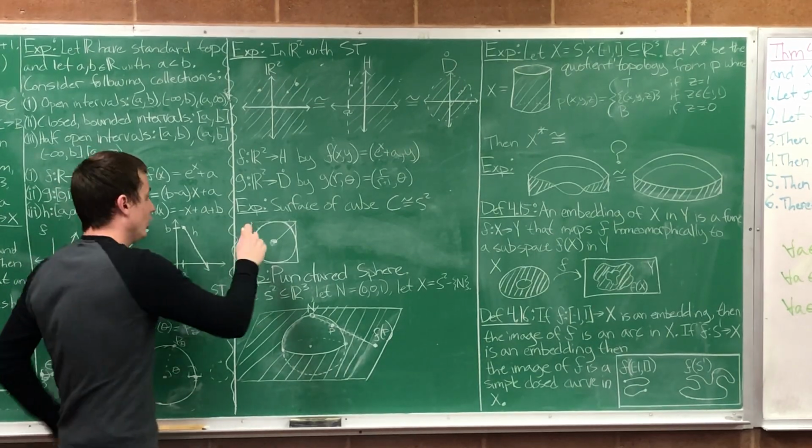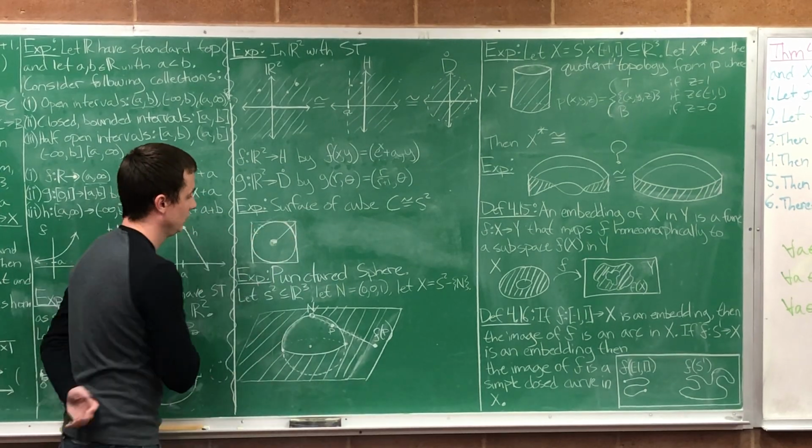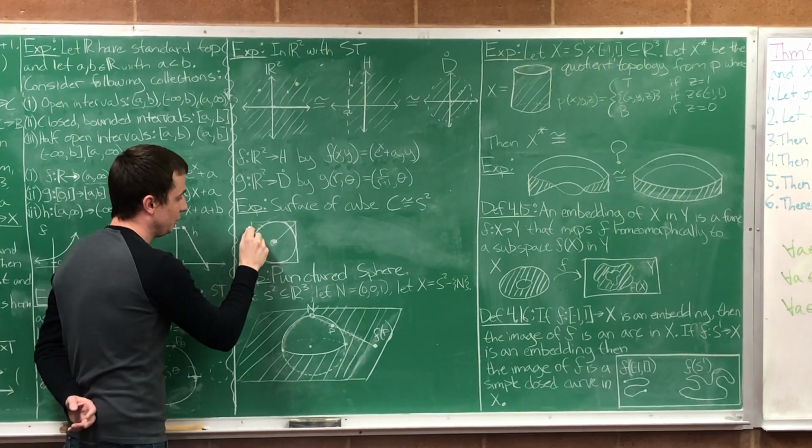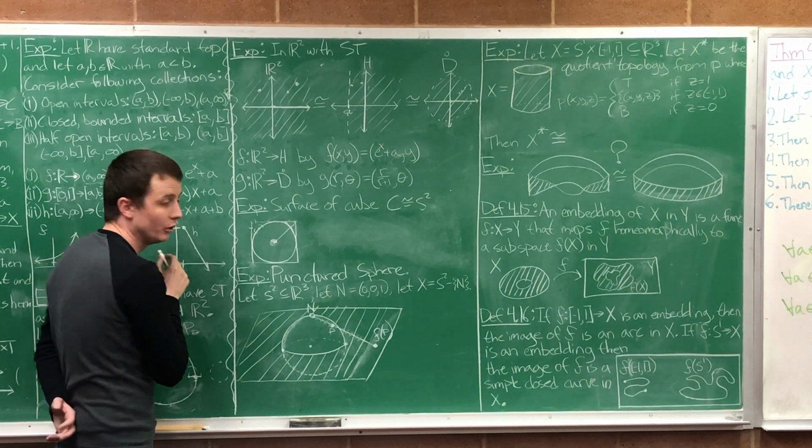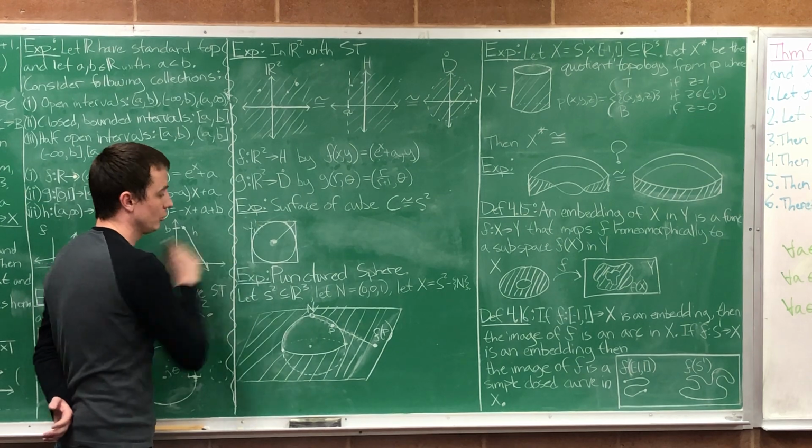And if you imagine an open interval here, when we map it out, it's going to still be some sort of weird open interval thing like that, right? And that is still going to be the intersection of some open circle with that box.